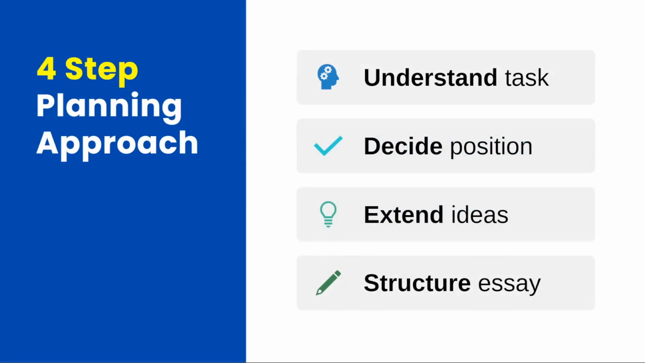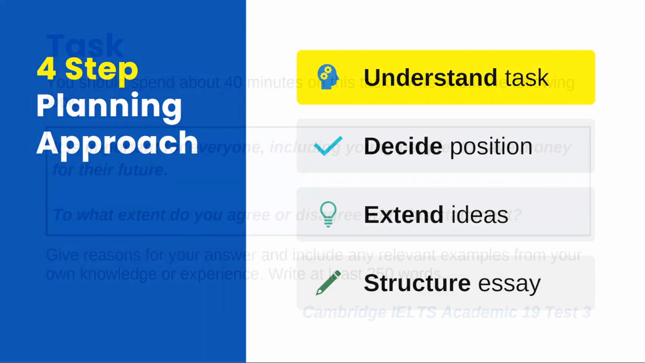I'm going to take you then through a 4-step planning approach. This is the planning approach that I use with my students. If you want to get a high band score in IELTS writing, it is absolutely essential that you plan your essay. And this is my 4-step planning approach. Understand the task, decide your position, extend your ideas, structure your essay. So I'm going to do the first step, and this is understanding your task.